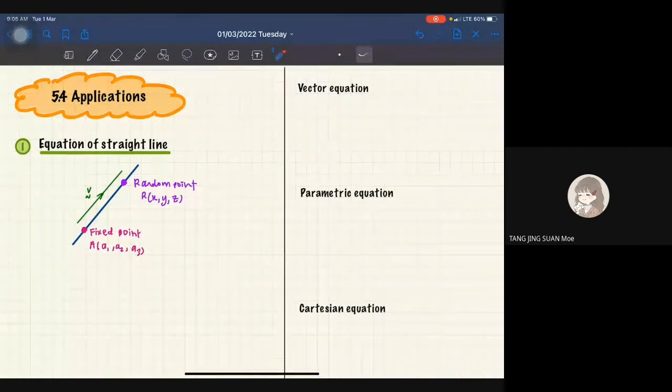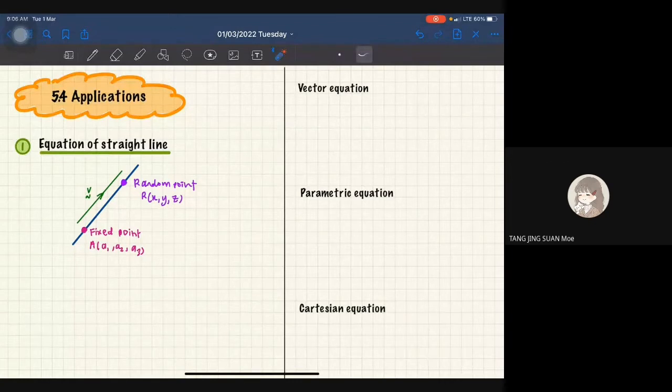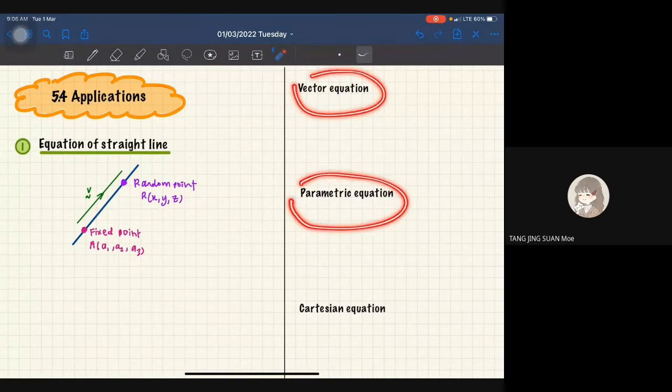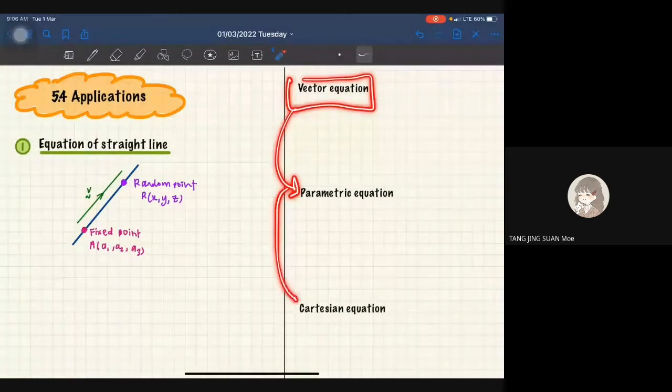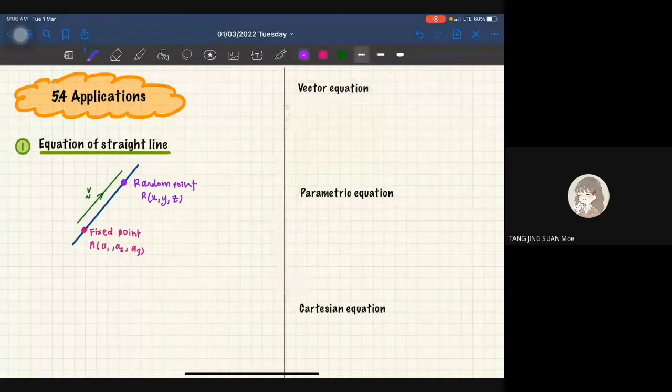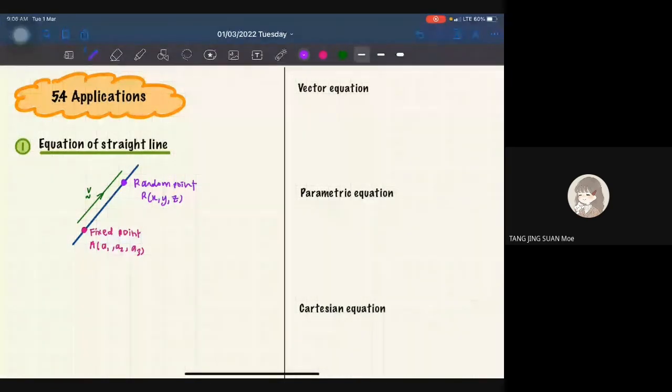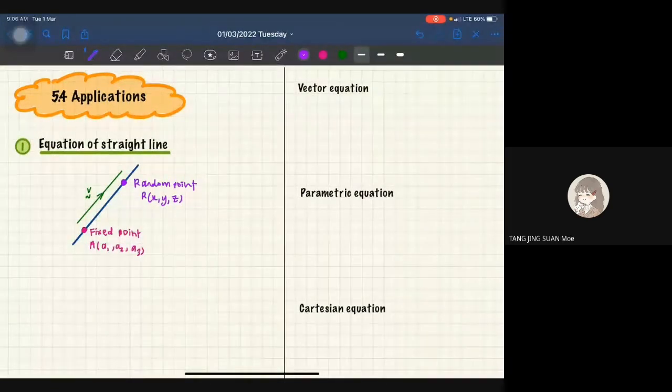Okay, so untuk straight line, kita boleh, you can write equation for straight line in 3 forms. Vector equation, parametric equation, and also Cartesian equation. So kita akan pergi dulu dekat vector equation dan dia akan automatically jadi parametric dengan Cartesian. Okay, so the first one untuk vector equation, formula adalah R equal to A plus T V.